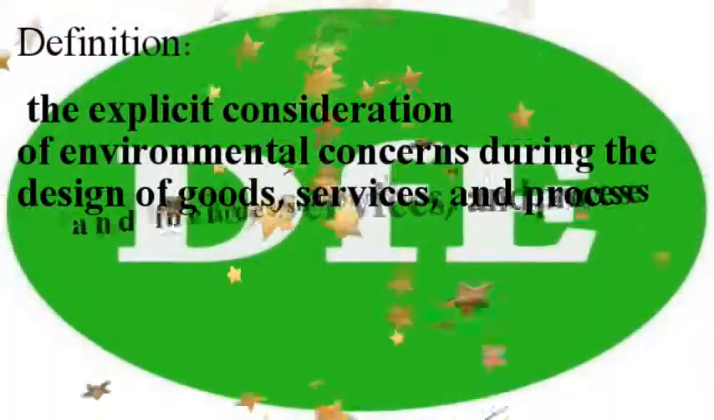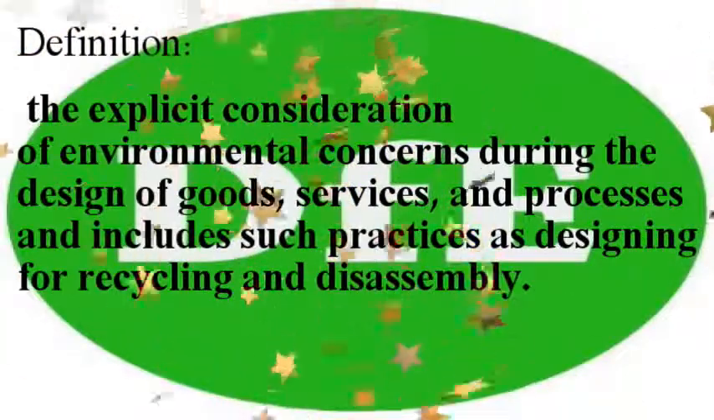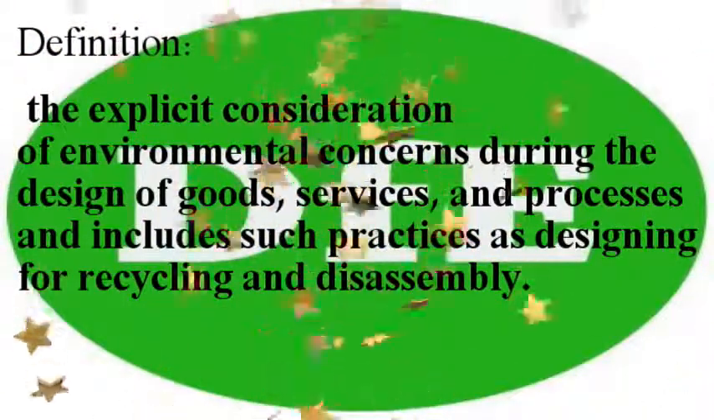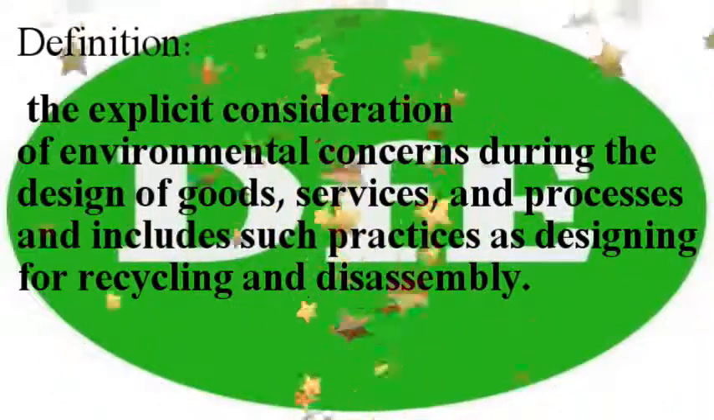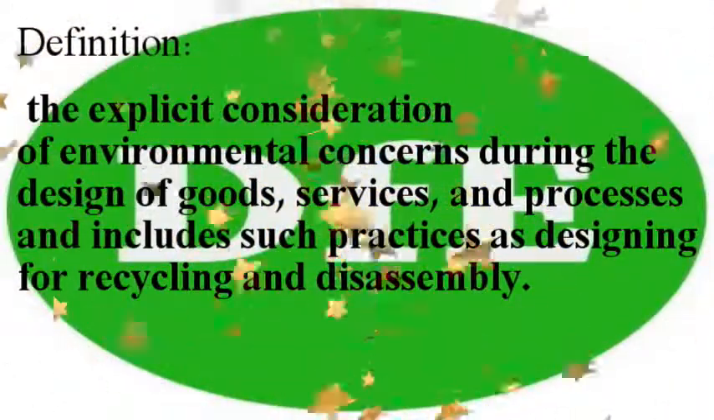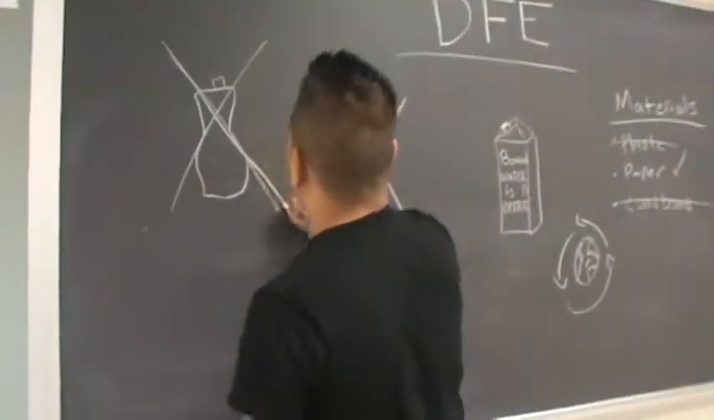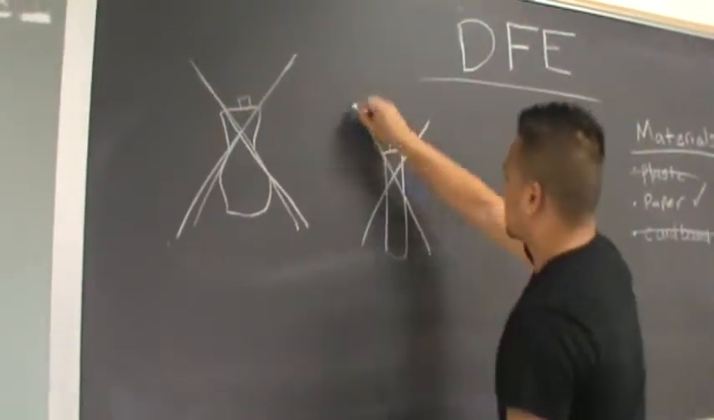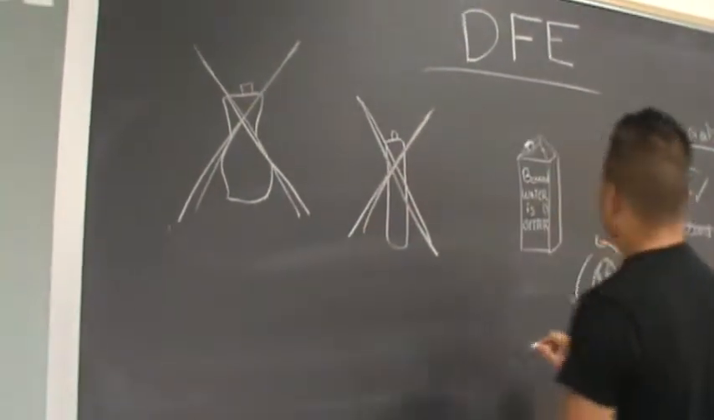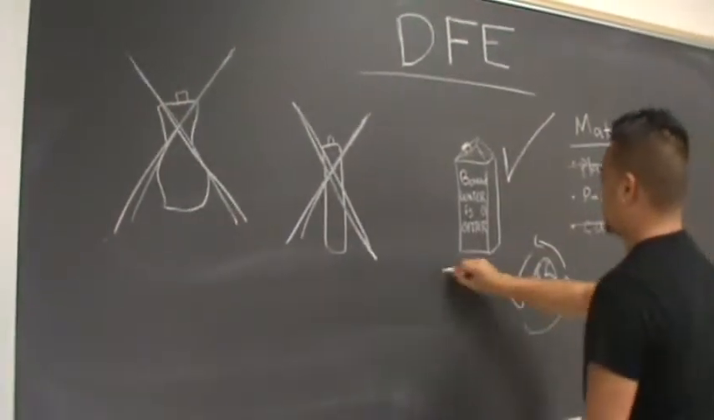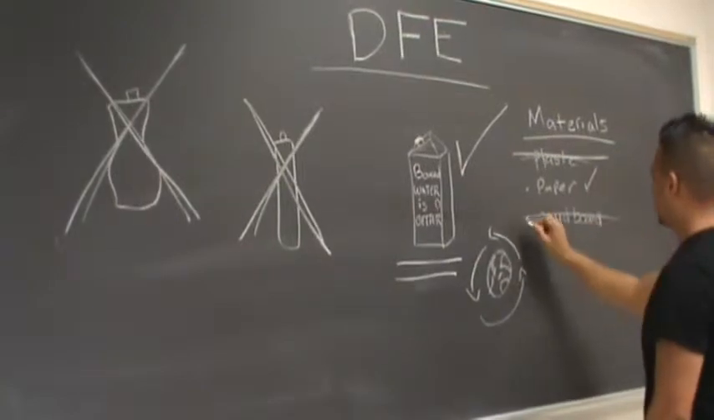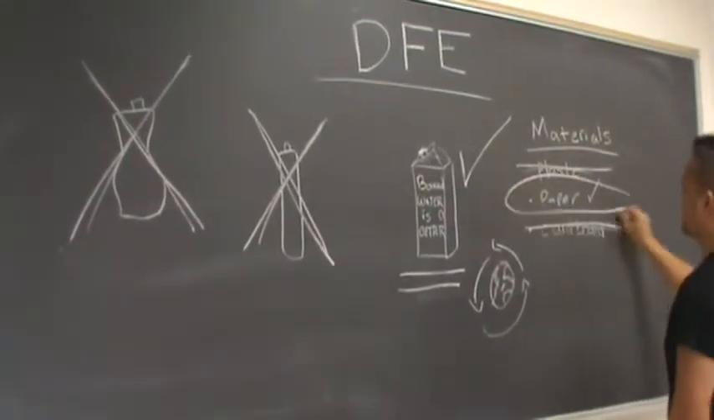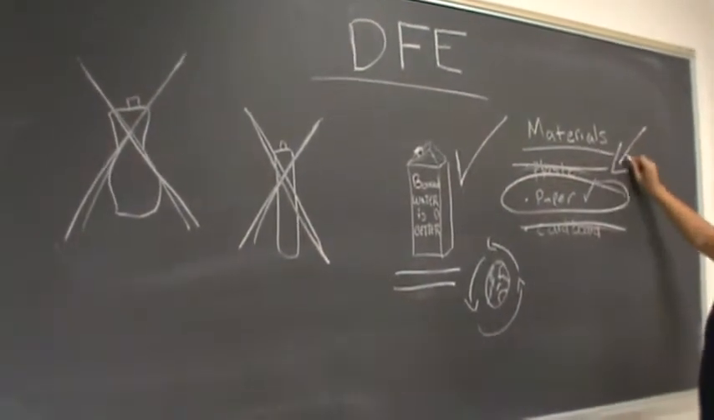DFE, design for environment, is the explicit consideration of environmental concerns during the design of goods, services, and processes, and includes such practices as designing for recycling and disassembly. It all starts during the design stage. During this phase, 70% of costs of product development, manufacture, and use are decided. Likewise, it is clear that most decisions that affect future environmental impacts are made at the design stage.